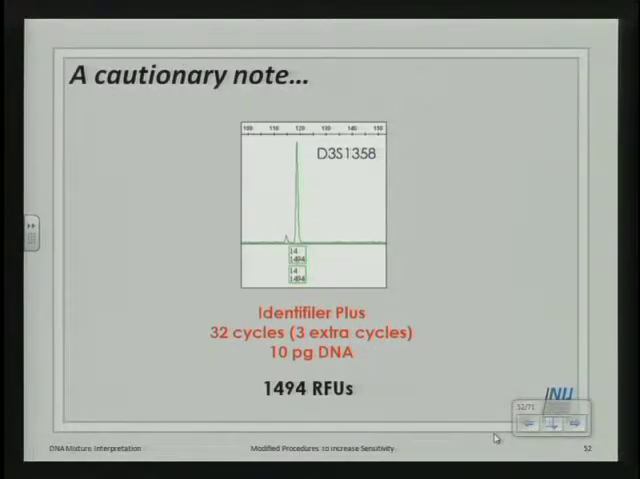So again, 10 picograms, this is a cautionary note. I'll talk about this later. Here at D3, 14 allele, we're talking nearly 1,500 RFUs. No hint of a little blip. So this could probably be a homozygote, but it's not.